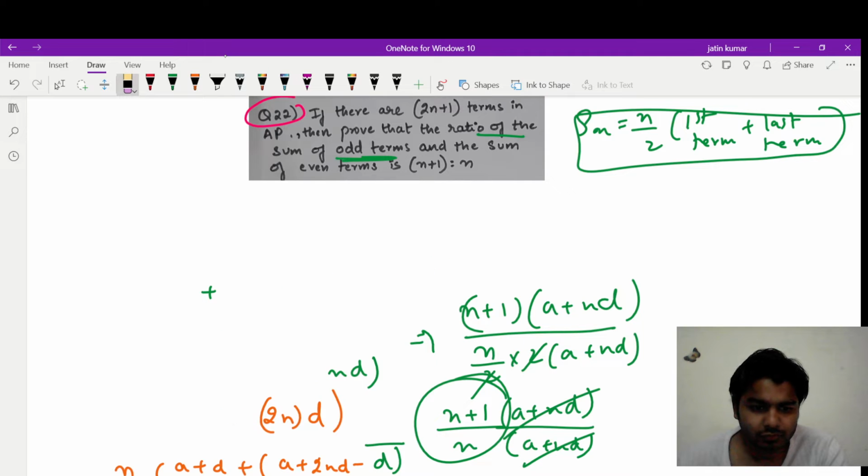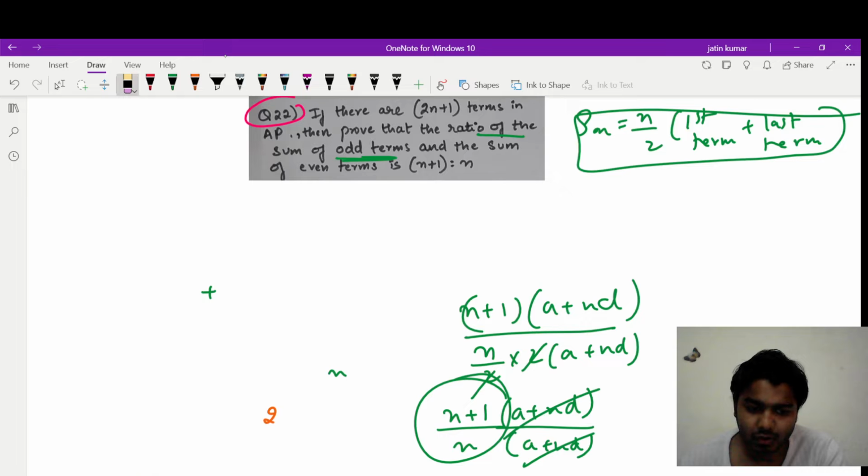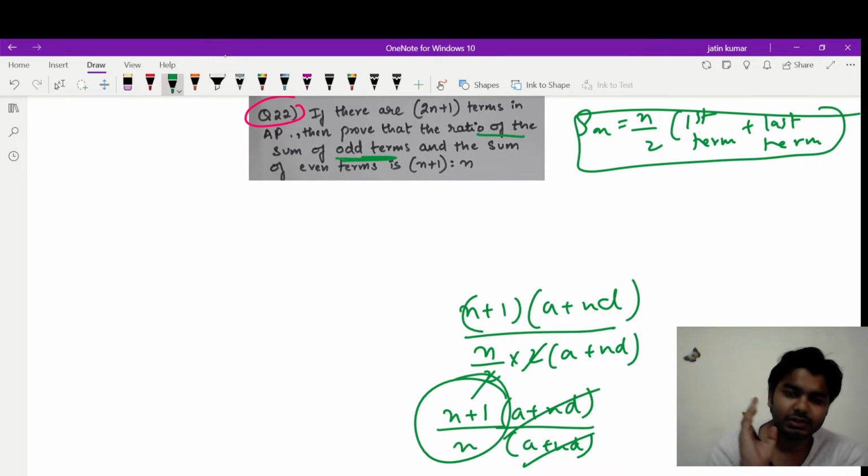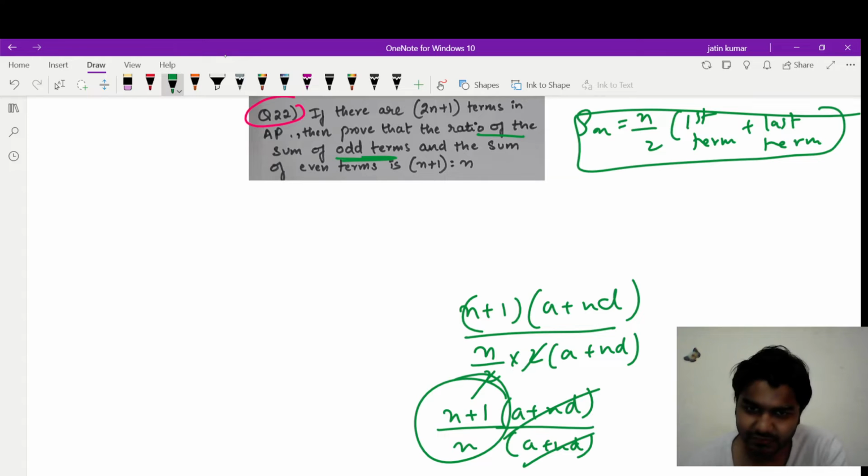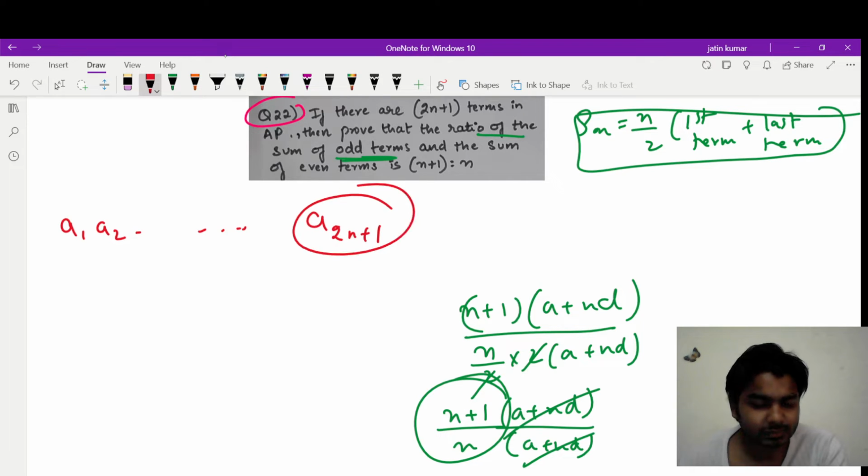I have told you in this question that if we have an odd total number of terms, then the number of odd terms in that series will be (n+1)/2 and the number of even terms will be (n-1)/2. In this question we have a1, a2, till a(2n+1) terms. So what will be the preceding term of this?